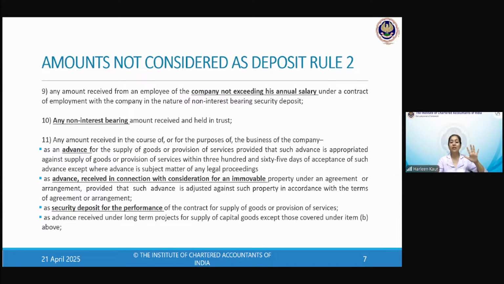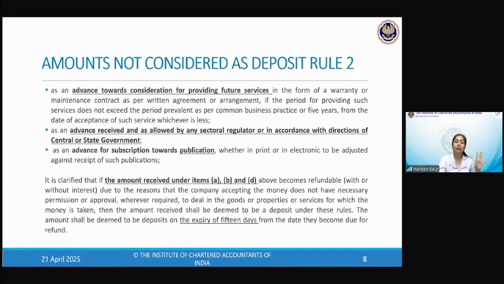For the advances, we have done 7 points. First is for the goods and services. Second is for the immovable property. Third is security deposit for the performance of the contract. Fourth is for the long-term project supply of goods. Fifth is for the consideration of future services, AMC contracts. Sixth, any sectoral regulator amounts. Seventh is for the subscription of any publication. Any of these categories you have received the advance, it will not be considered as a deposit.